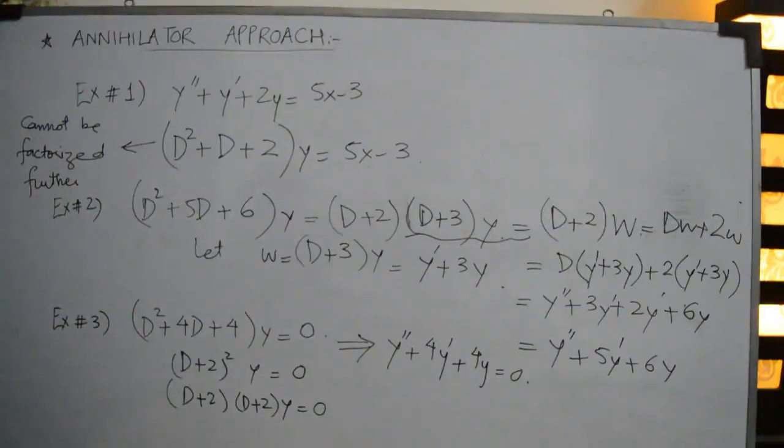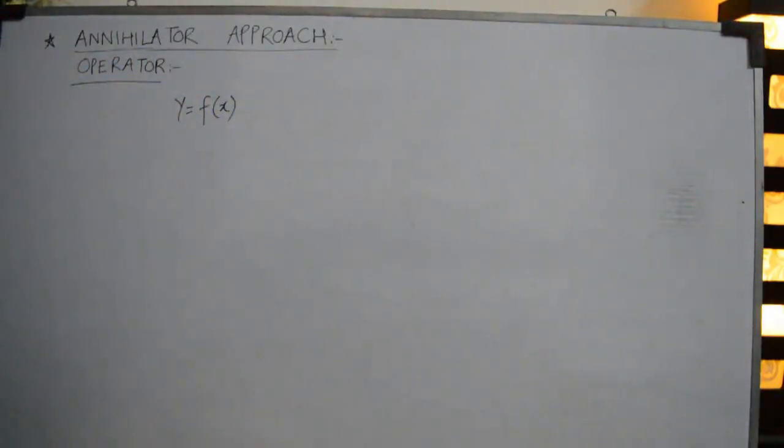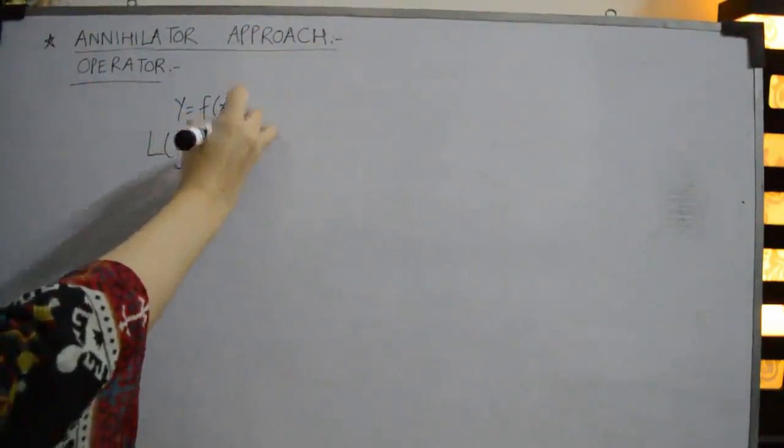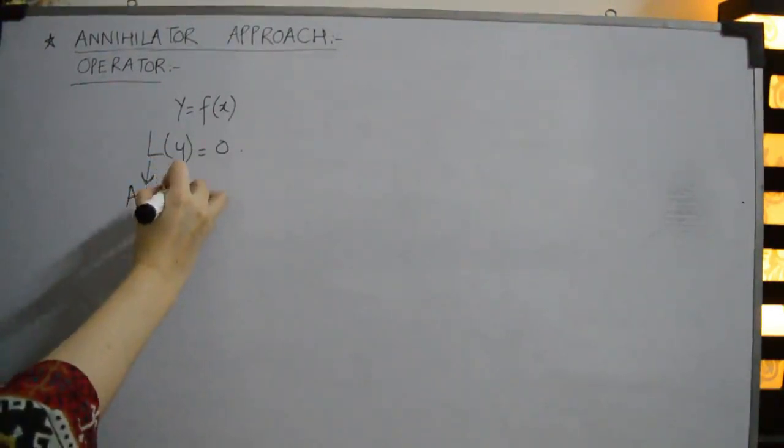So these are the basic examples of the differential operators. If L is a linear differential operator, that means it is a combination of differential operators, a linear combination with constant coefficients, and y equals to f(x) is a sufficiently differentiable function such that L of y equals 0, then L is said to be an annihilator of the function.